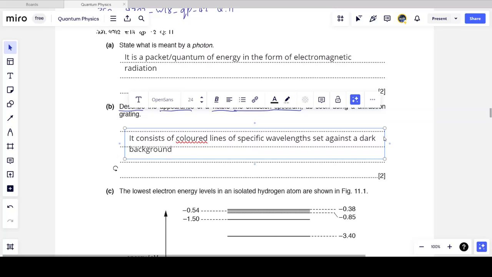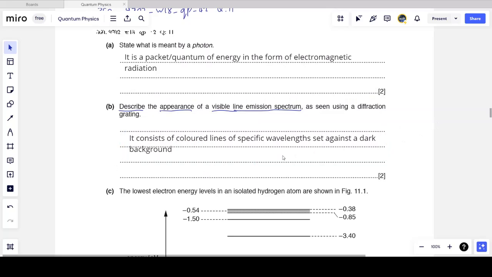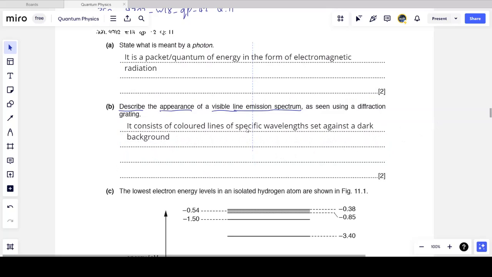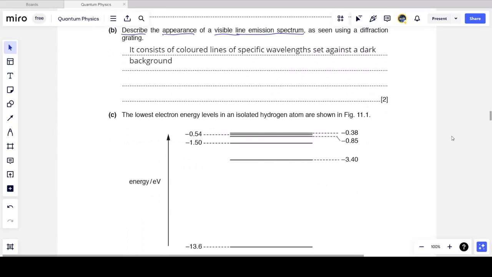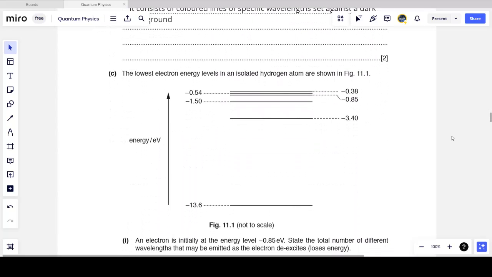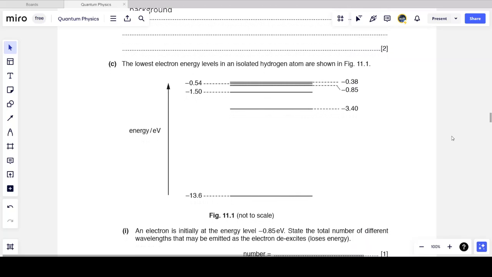So if you think about the emission spectrum of hydrogen, for example, I have a dark background and a few lines, red, blue, green, violet, whatever. And so it consists of colored lines of specific wavelengths set against a dark background. Again, I'm only asked to describe the appearance, not describe how the lines are formed. The next question tells me that the lowest electron energy levels in an isolated hydrogen atom are shown in the figure.